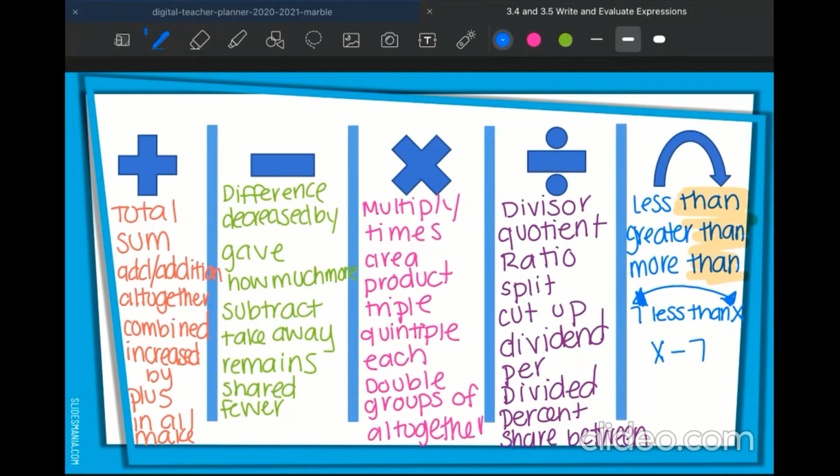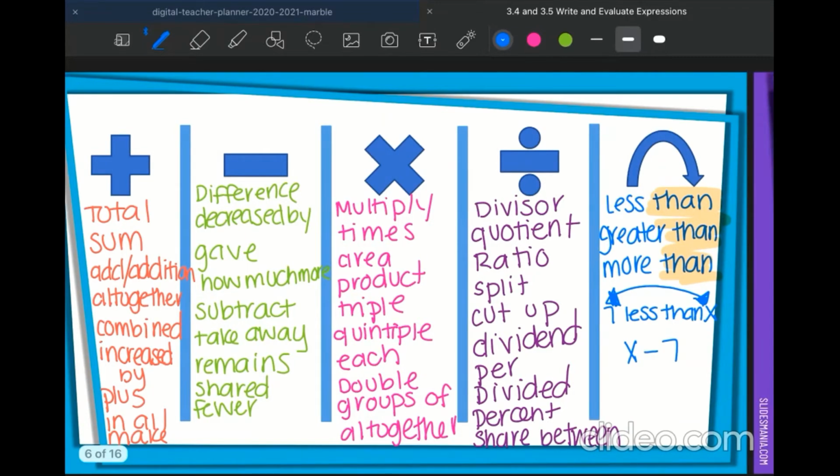Okay? Flippy arrow thing. Don't forget it. All right, so let's look at some problems, okay?